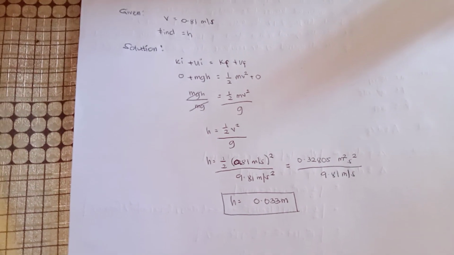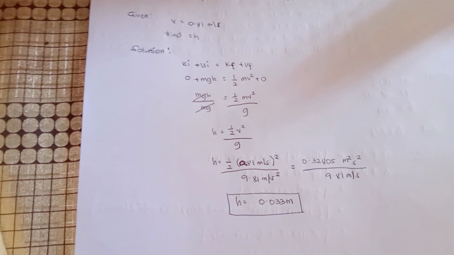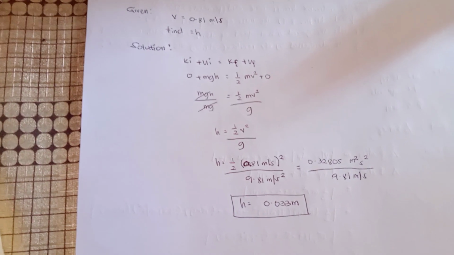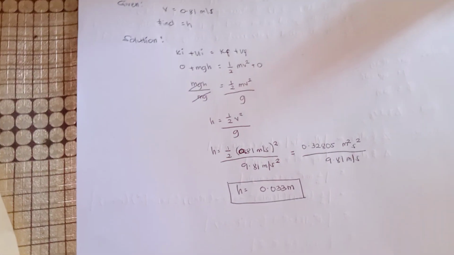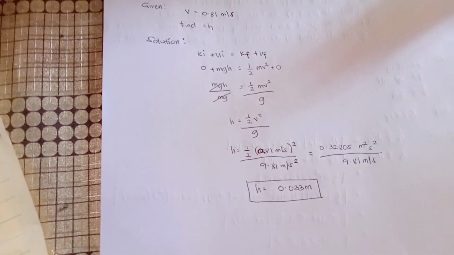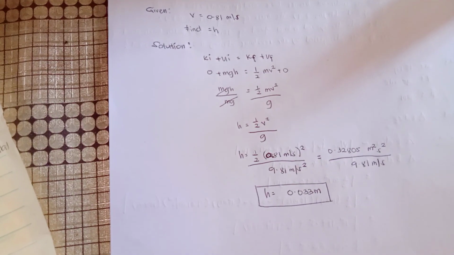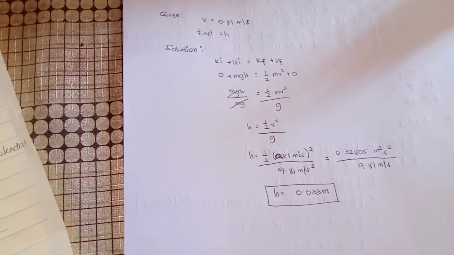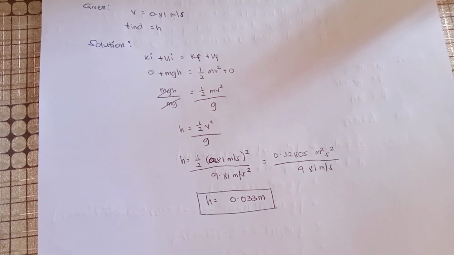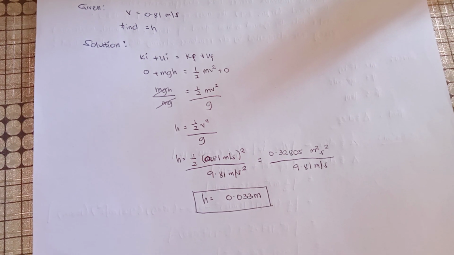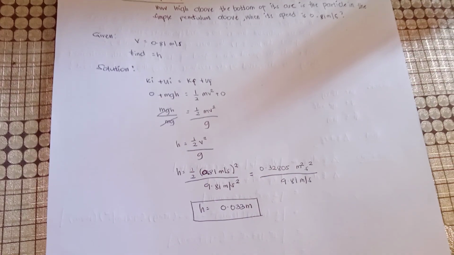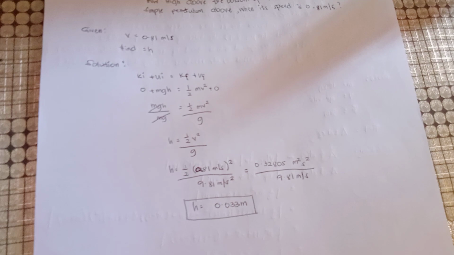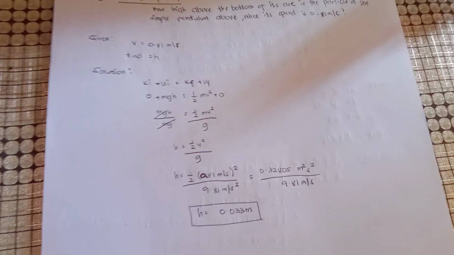By substituting into the formula based on the given problem, from 0 equals the change of kinetic energy plus potential energy, we arrive at this formula. Then h equals 1/2 velocity squared over gravity. So h equals 1/2 times 0.81 meter per second squared, where 0.81 is the given velocity, over 9.81 meter per second squared.